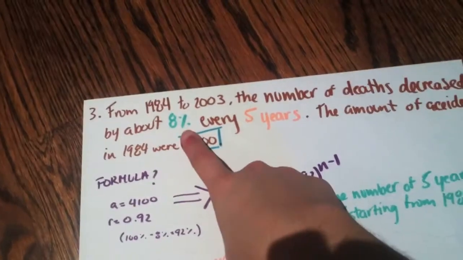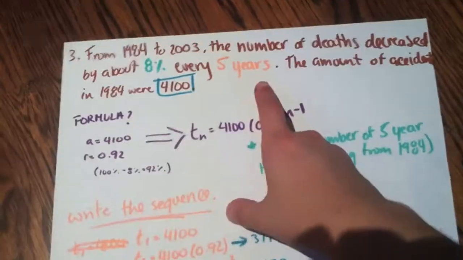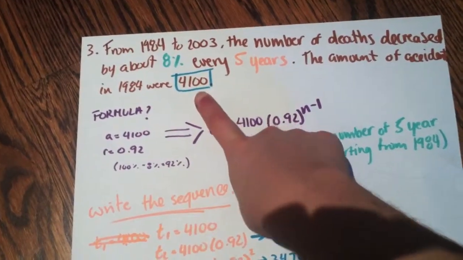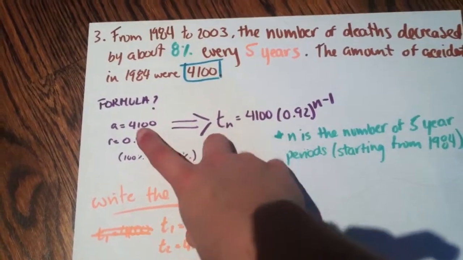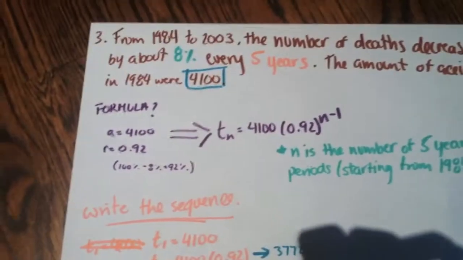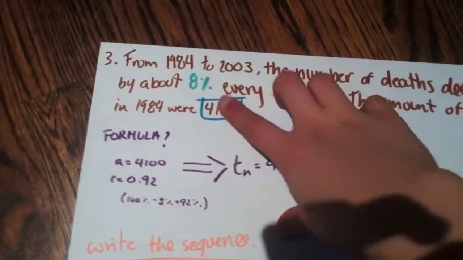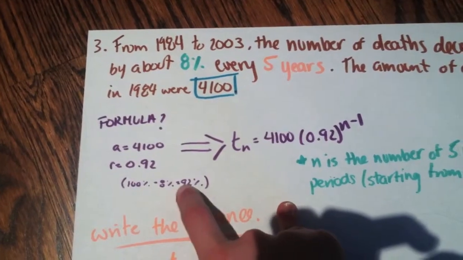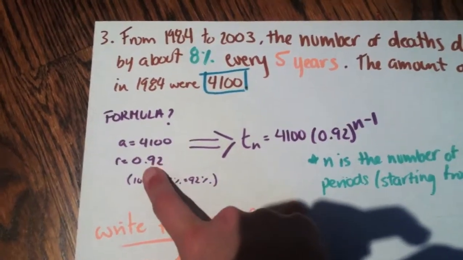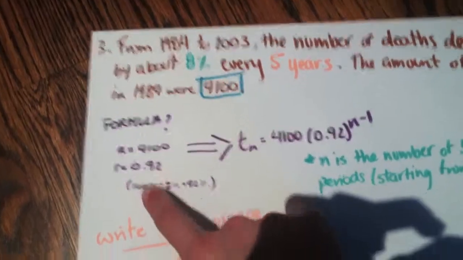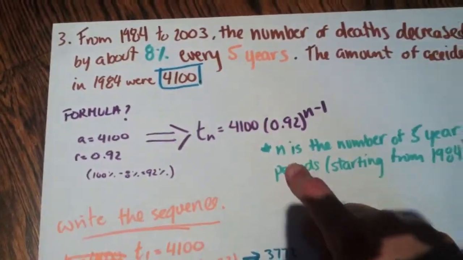Basically, it would give you a percent, and it would say every 5 years, it would give you a period of time, and then it would give you your a value. So you know your a is 4,100 and your r. The way to find your r is you're going to be using this 8% here. So 100% minus 8% would give you 92%, which would be your common ratio. So turn that into an equation, you get this.